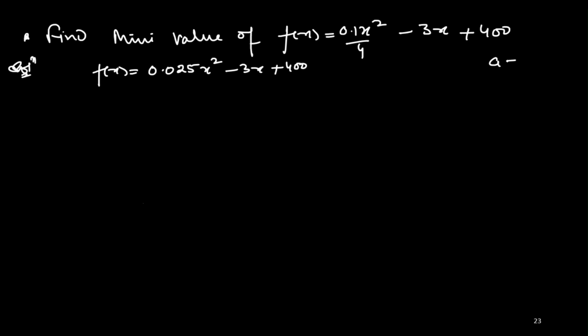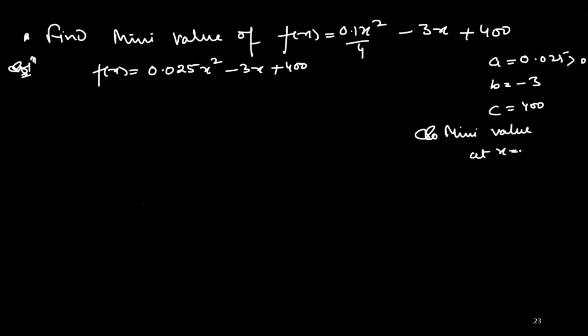Here a is 0.025, b is minus 3, c is 400. Since a is positive, it has a minimum value at x equals minus b by 2a. Minus b by 2a is minus minus 3 upon 2 into a. What is a here? A is 0.025. So 3 divided by 0.05, or we can say that it is 300 upon 5, which is 60.